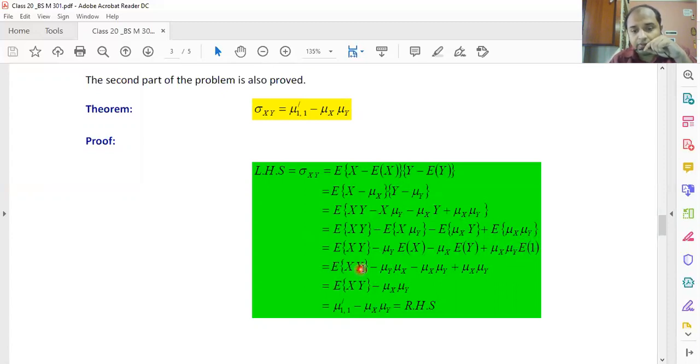So this is E of xy minus, what is Ex? Ex is itself mu x, so we can write it as mu y into mu x minus mu x into mu y plus mu x into mu y. A pair of mu x mu y will cancel each other. So we ultimately get E of xy minus mu x mu y. Now what is E of xy?